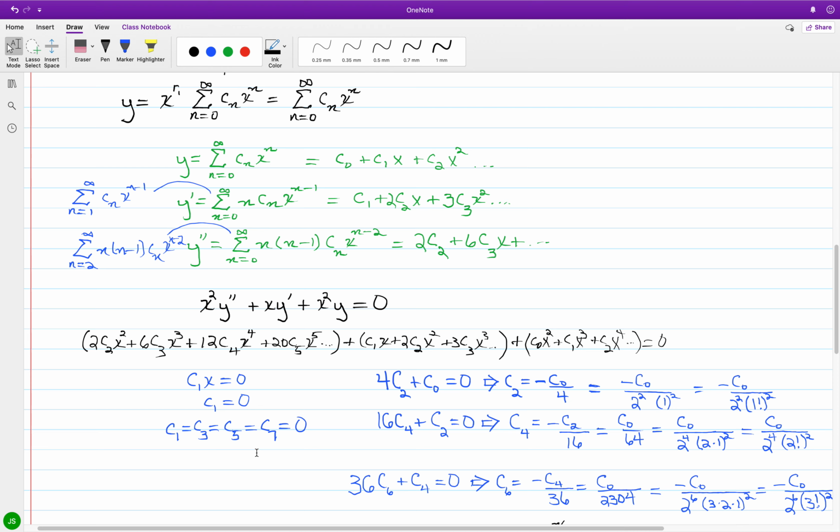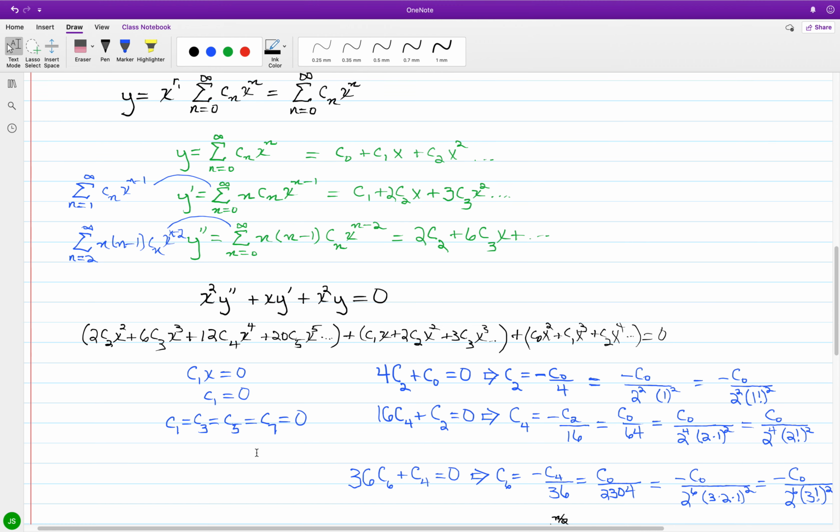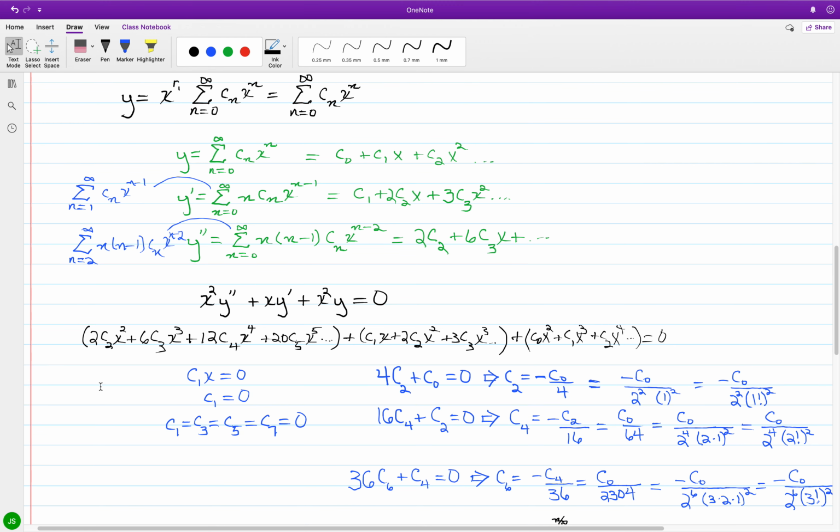Now as for what we have in the case of even valued subscripted terms, for what we have in x squared, we have 2c2x squared plus 2c2x squared, where we have 4c2x squared plus c naught x squared is equal to 0. So we have, in short, 4c2 plus c naught is equal to 0. And we have c of 2 is equal to negative c naught divided by 4.